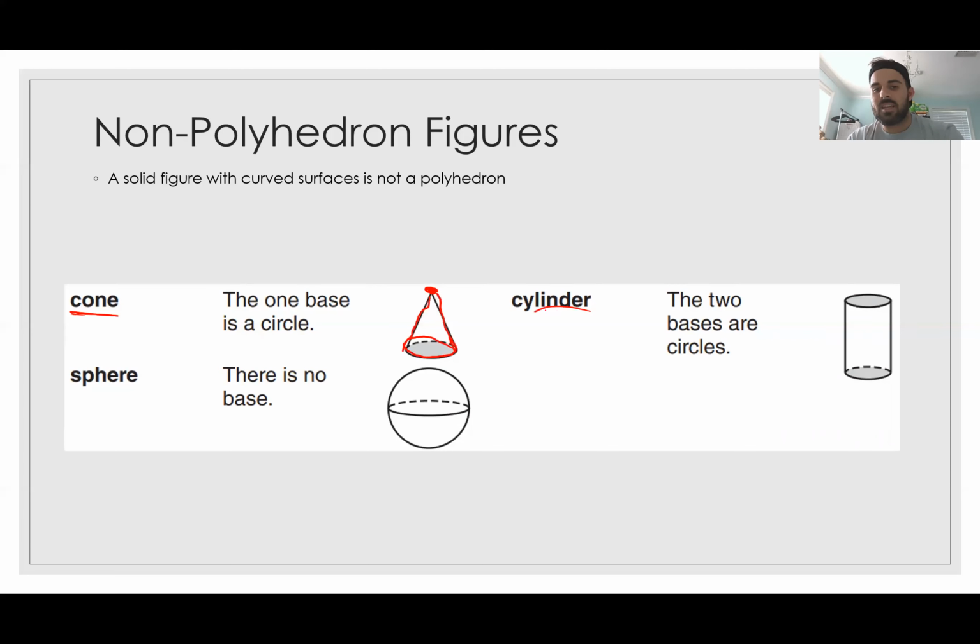Let's look at a cylinder. A cylinder is kind of like a soda can. It has two bases. We would normally see this and say that is a circular prism because it has two faces. But once again, since a circle is not a polygon, it cannot be called a circular prism. It would be called a cylinder. So if you see a can-shaped 3D figure, we call it a cylinder.